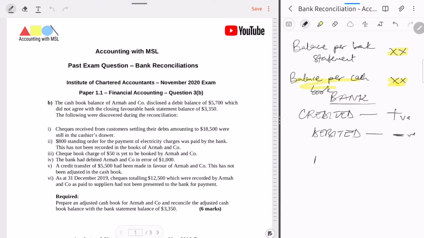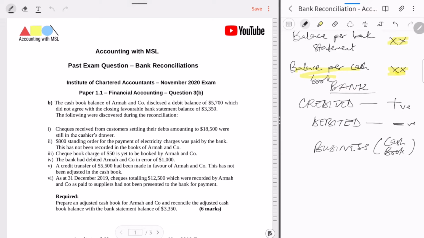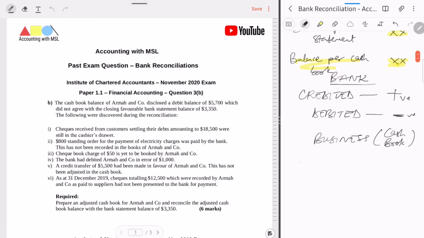From the perspective of the business, however, in your cash book, this is what happens. The reverse happens. When you receive money in a business, what do you say? You say you debit bank. So from the perspective of the business, debited rather means what? A positive. You've increased, you've received funds. When you make payment, then you credit in your books, right? So credited to the business rather means negative. If you know this, you are set to answer any bank reconciliation question you ever come across.